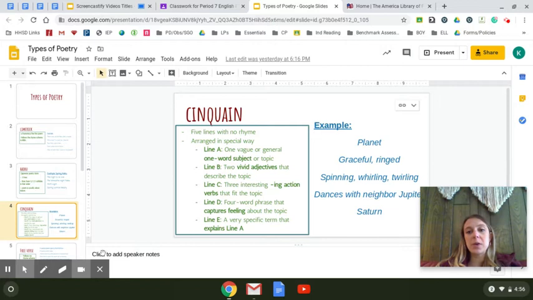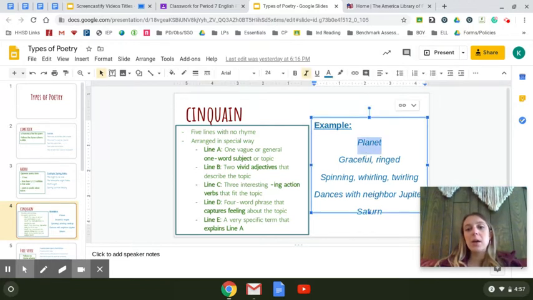So this one's about Saturn, but notice how it's general in the beginning. It just says planet. It has 2 adjectives. It has the 3 ing words that describe what Saturn would do. It describes a feeling about Saturn, that it would dance with its neighbor Jupiter. And then it gets really specific about what they're writing about, which is Saturn.